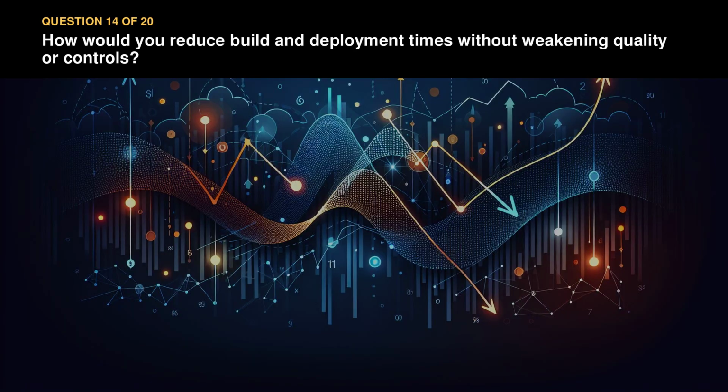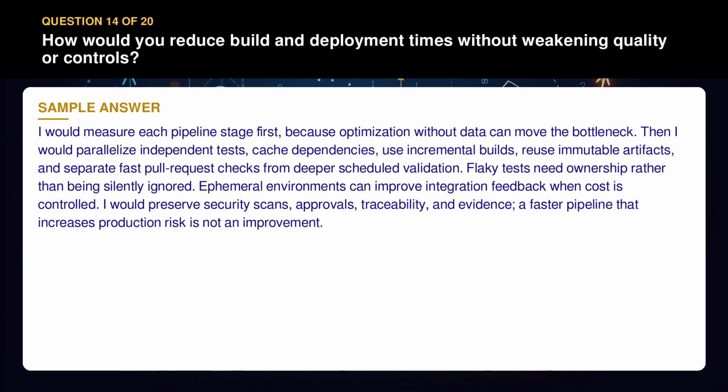Question 14. How would you reduce build and deployment times without weakening quality or controls? I would measure each pipeline stage first, because optimization without data can move the bottleneck. Then I would parallelize independent tests, cache dependencies, use incremental builds, reuse immutable artifacts, and separate fast pull request checks from deeper scheduled validation. Flaky tests need ownership rather than being silently ignored.